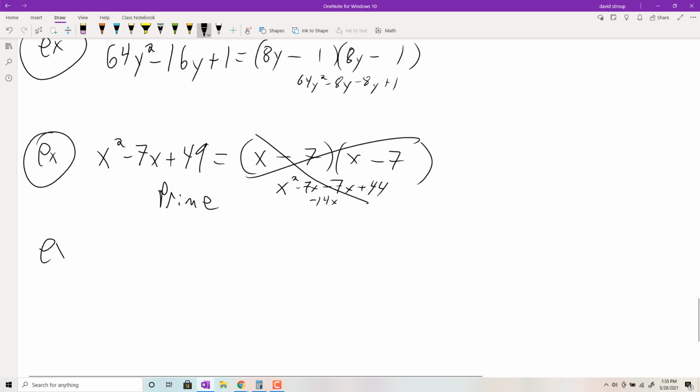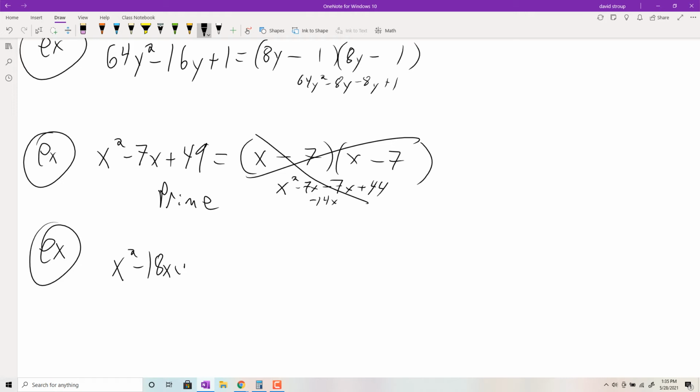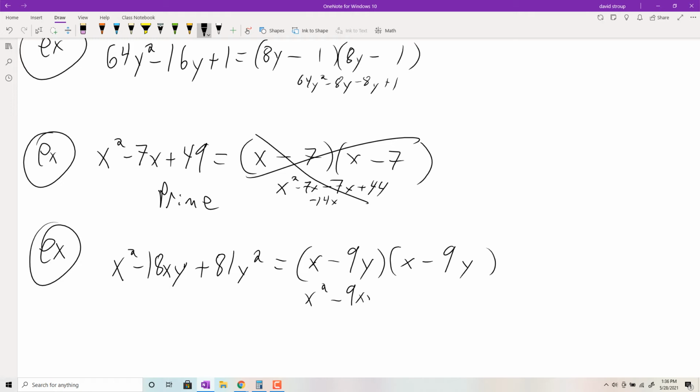Let's do one with multiple variables. X squared minus 18xy plus 81y squared. Okay. So let's say it's x and x. The signs have to be minus minus. 81 is 9 times 9. And then we need the y as well. So first, x squared, the outer, minus 9xy, the inner, minus 9xy, and then the last, plus 81y squared. And it works.